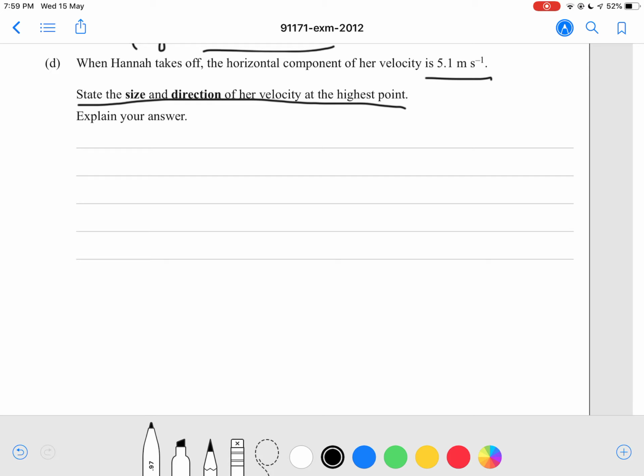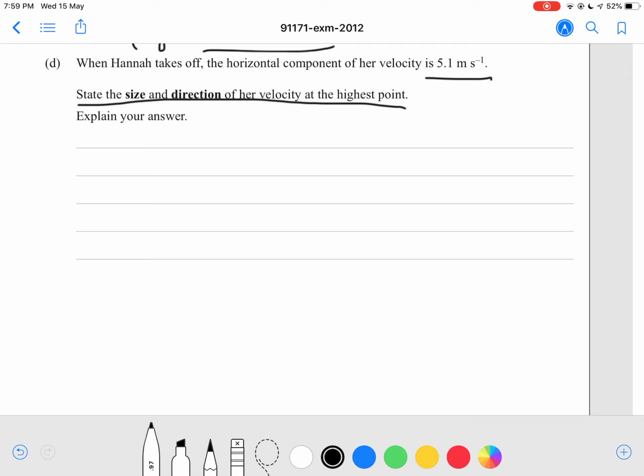So it says state the size and direction at the highest point. At the highest point, the vertical velocity is 0, meaning it has no direction. This is because of the influence of gravity acting downwards, which made the vertical velocity 0.